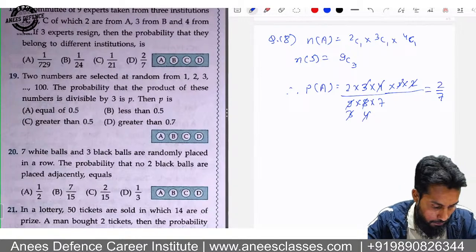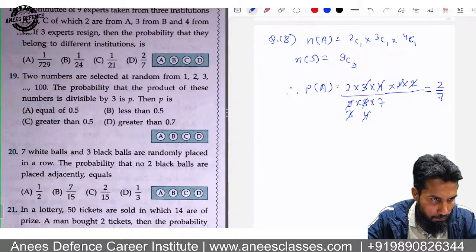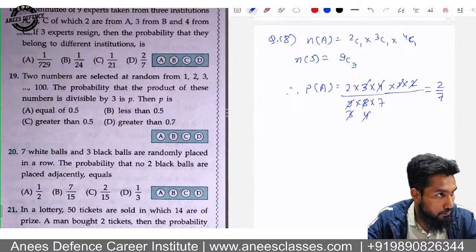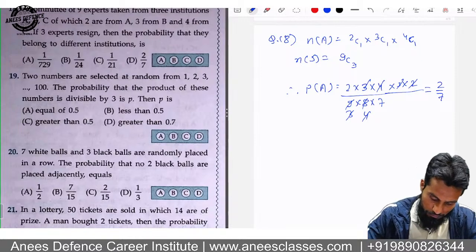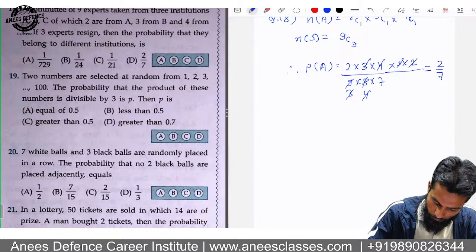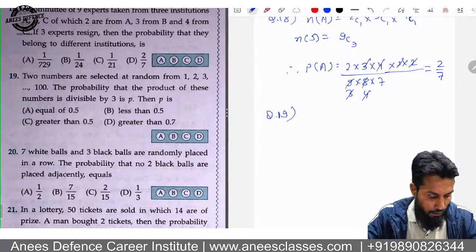How are you going to think on it? 33 numbers will be there which are divisible by 3. But they are saying the product should be divisible by 3. Are you understanding the question? You have to select two numbers, and then the product of those two numbers should be divisible by 3. Understood? Now questions? Now think.